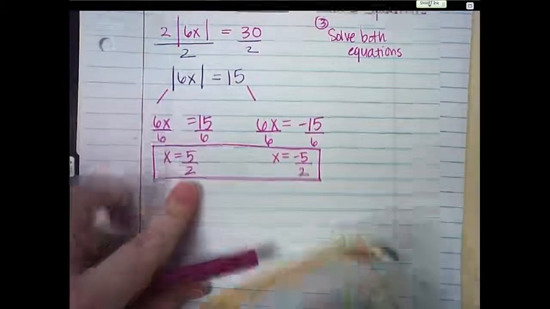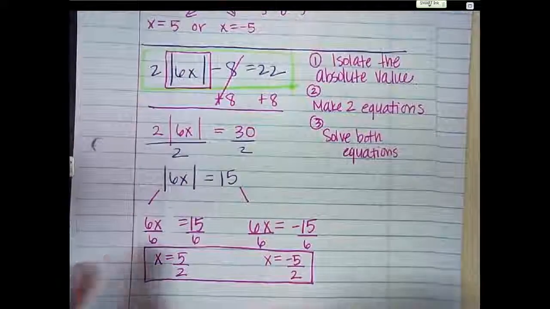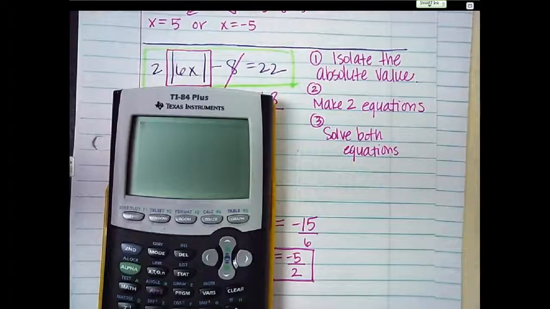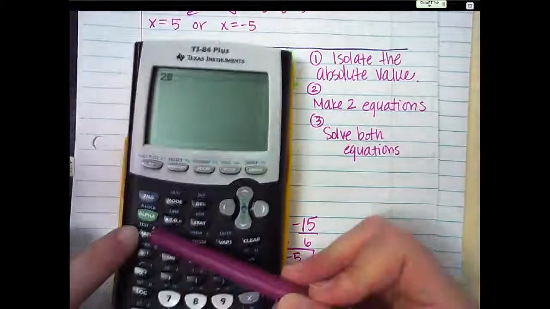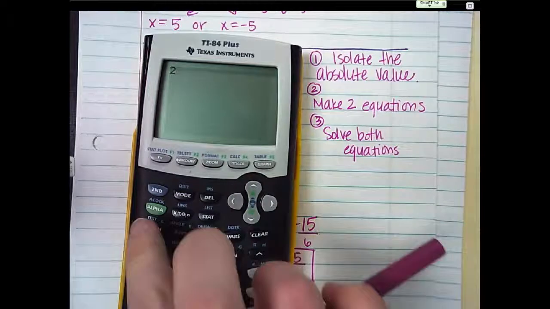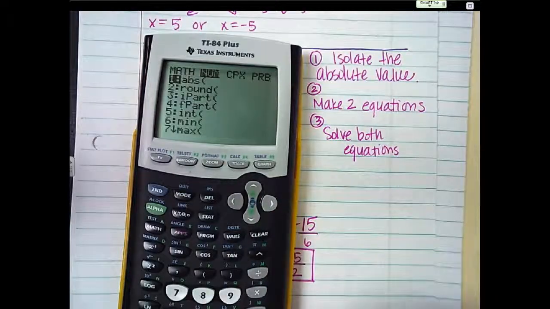I'll do 5 over 2 first. Go back to the original problem. So here's the original problem, and you put it in. Absolute value is under math. Over here, you can't see it. Can you see it? There it is. Press math and then arrow to the right. There's absolute value right there, the ABS.